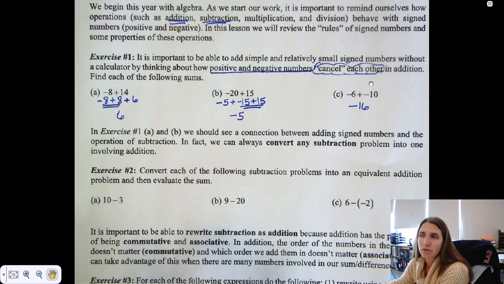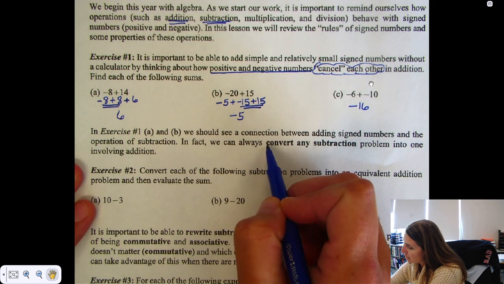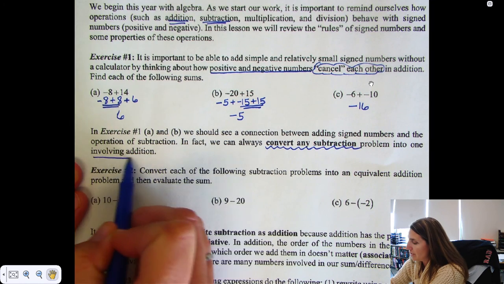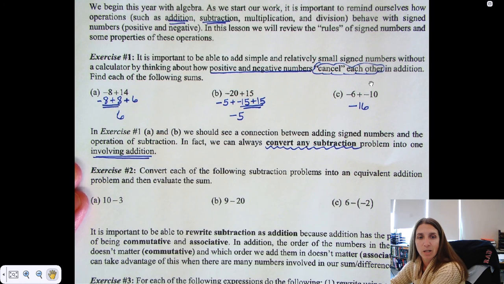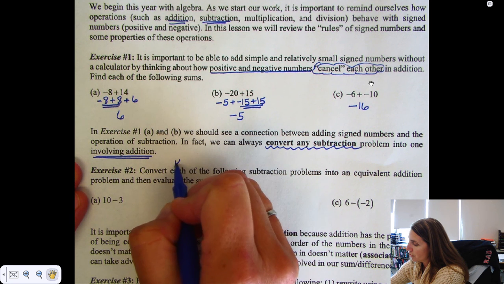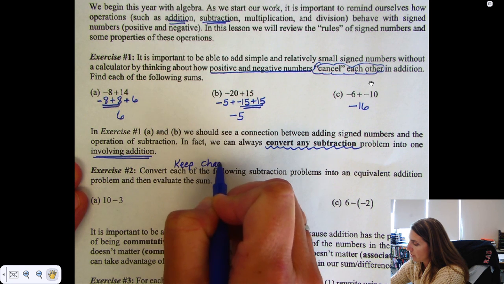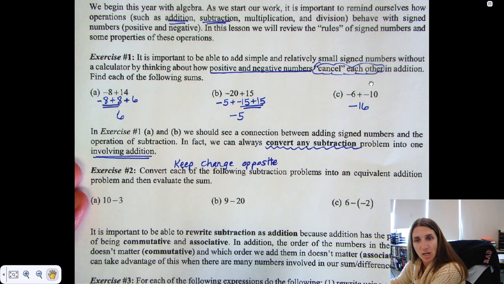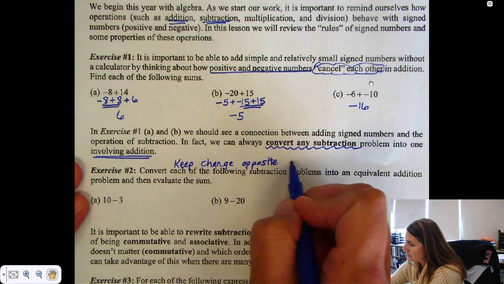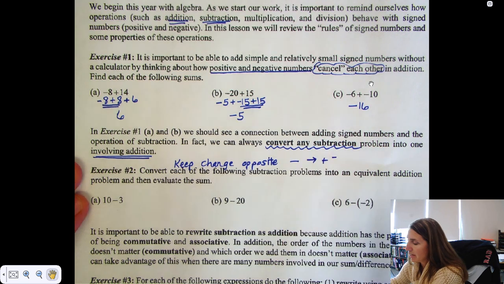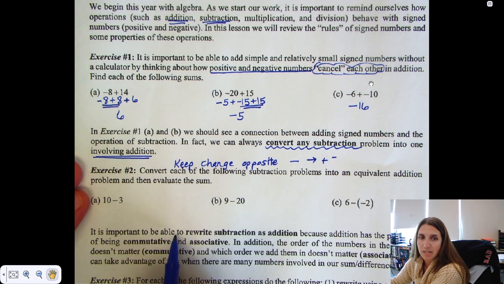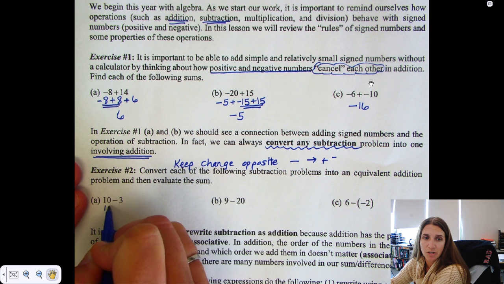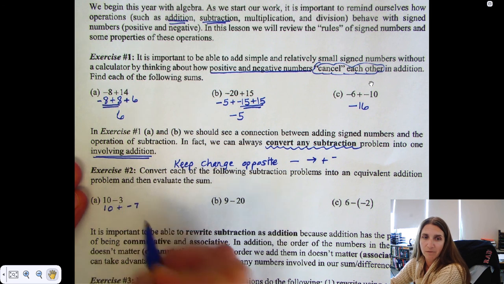Let's go down to subtraction. We are told in seventh grade that we can convert any subtraction problem into an addition problem. Maybe some of your teachers use keep, change, opposite as a phrase to get you to change the subtraction to a plus a negative. So 10 minus 3 we know is 7, but 10 minus 3 we can turn into 10 plus negative 3.